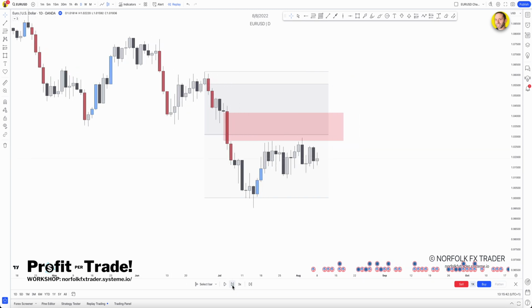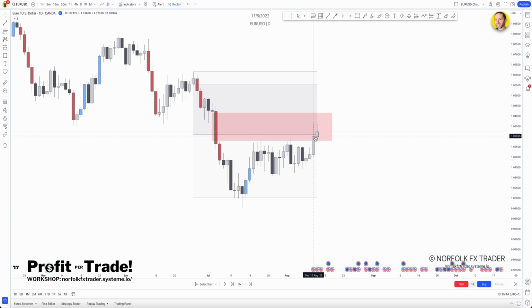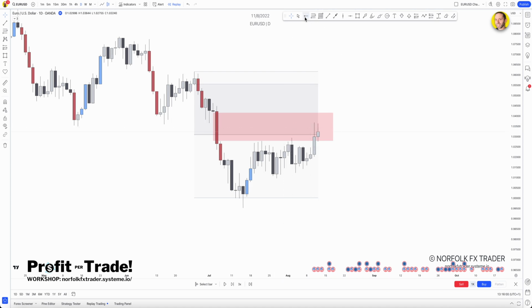We've wicked again. Now we've closed into the imbalance, so we've got a reaction. We do not want to see a close through the high of the imbalance. That will not make the imbalance valid. It will invalidate the imbalance and it's no longer a trade. Currently, we can identify we're holding around the 50% area of this imbalance.